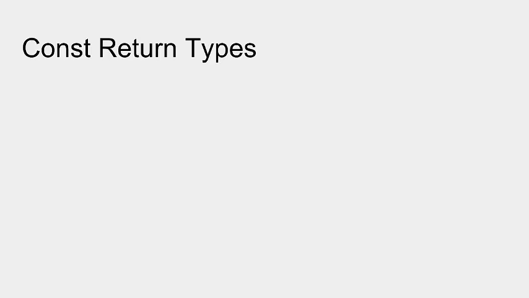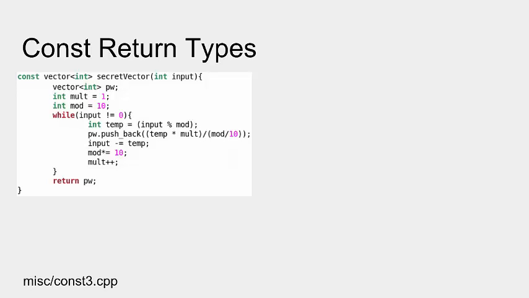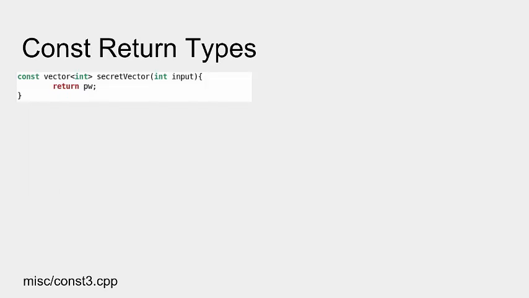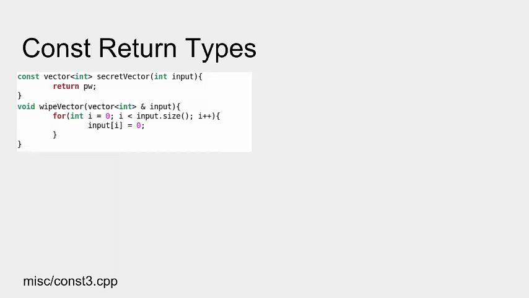Const return types are a little harder to understand, but let's dive straight in. In this method, I create a vector of integers from an input integer. The method through which I do so isn't really that interesting. The point is that the const is in the signature. And in this helper method, I take a vector of integers and set all of its values to 0.